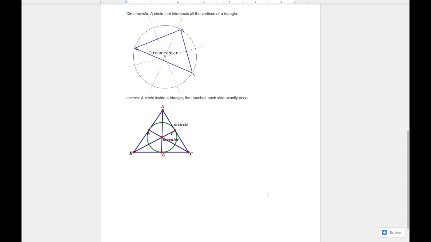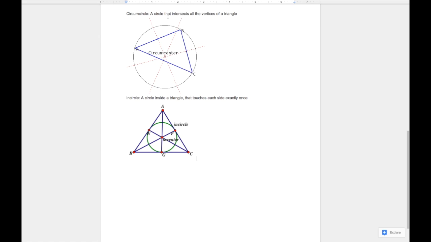Then, two special kinds of circles. The circumcircle is the circle whose center is the circumcenter. So in order to create that circle, first you make the perpendicular bisectors of all three sides, create the circumcenter, and then put your compass point at the circumcenter, and then put your other point on one of the vertices and make a circle all the way around. And it should, if you did it correctly, hit all three vertices.